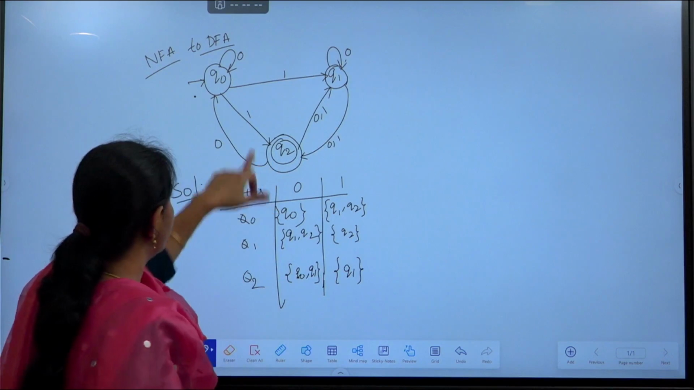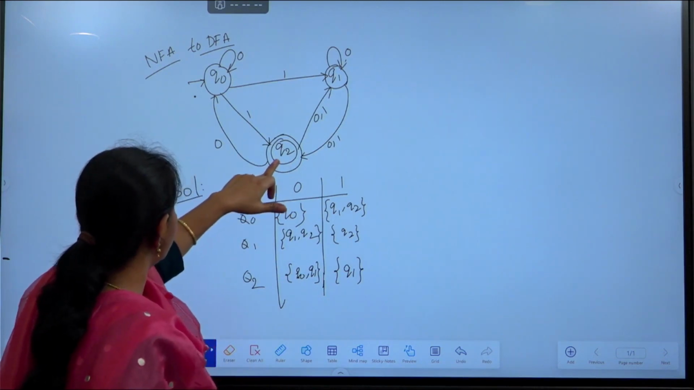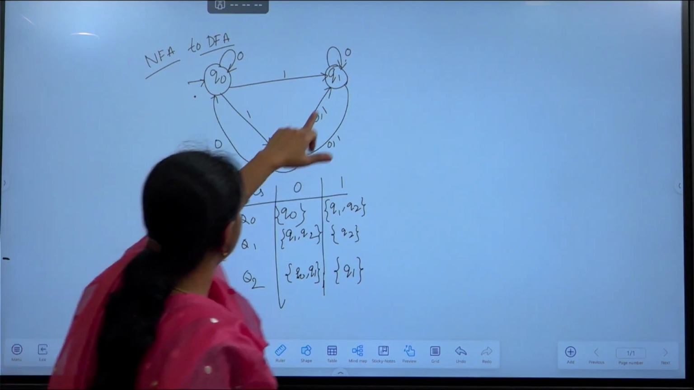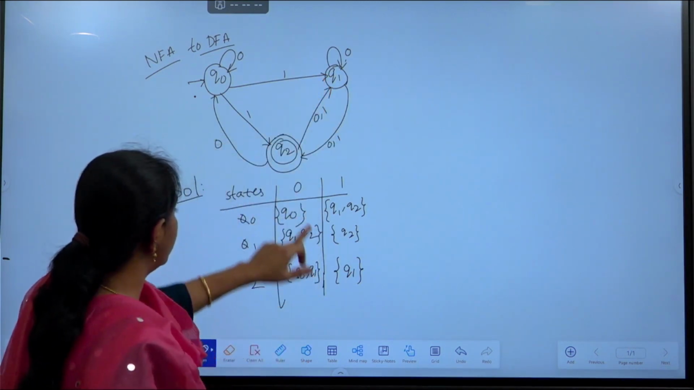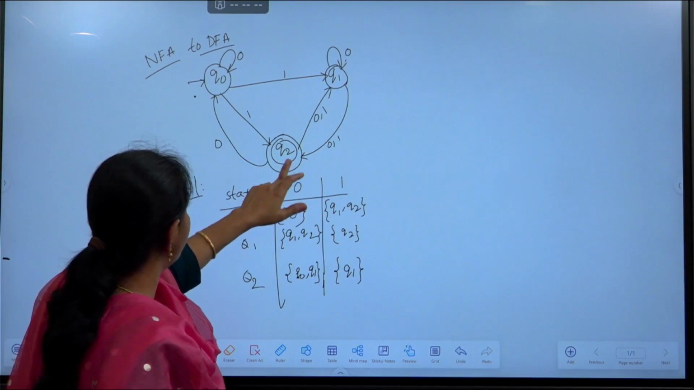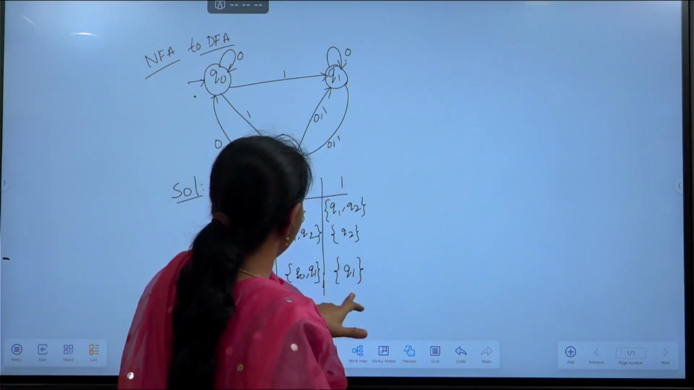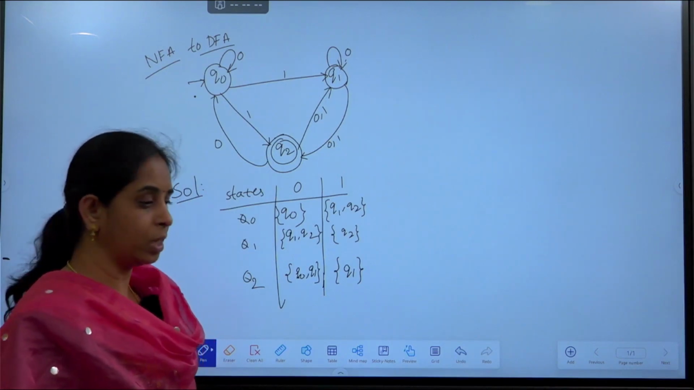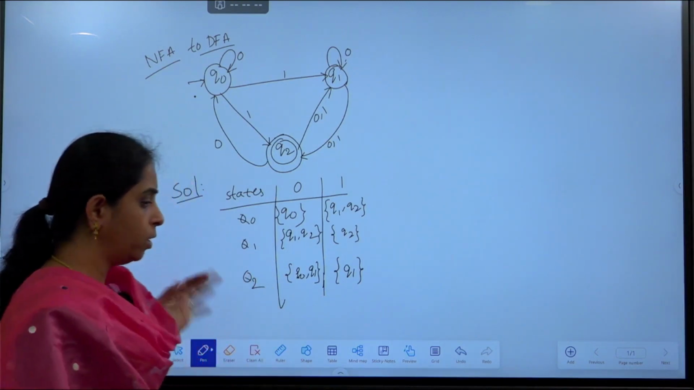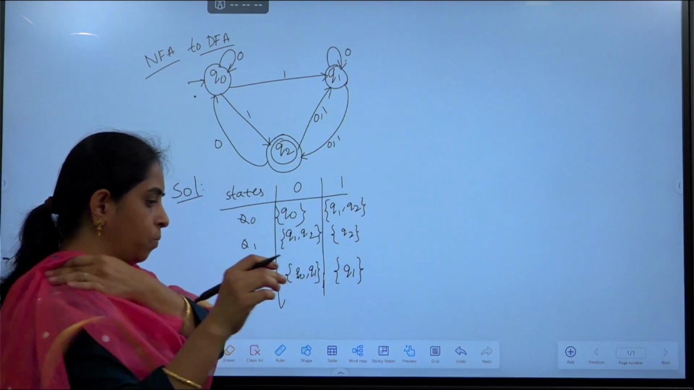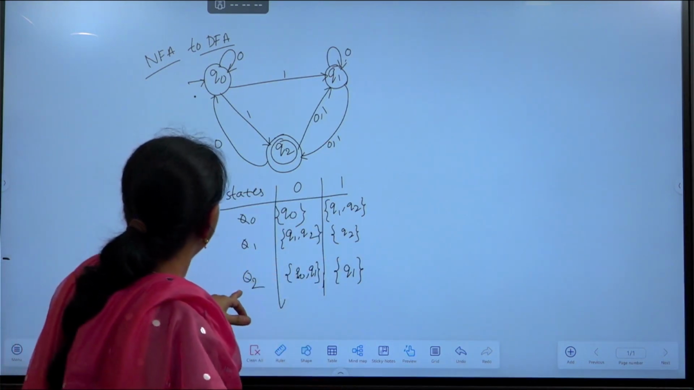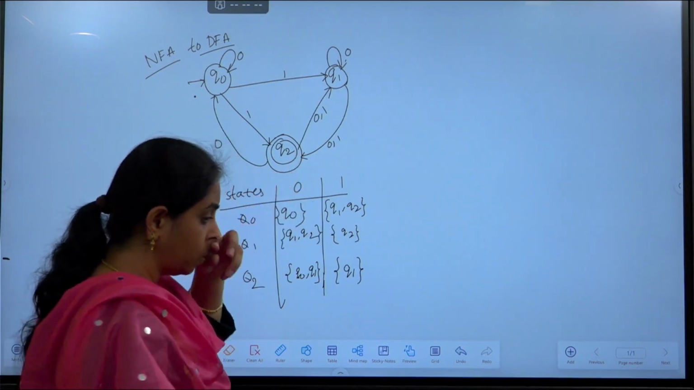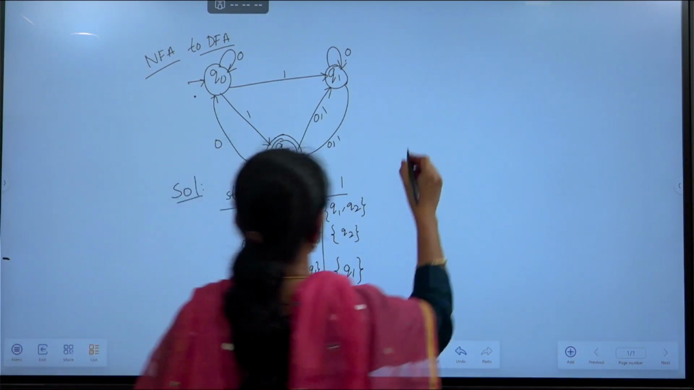Next, the Q2 state. Q2 on input alphabet 0, we have Q0, and one more transition to Q1, so Q0, Q1. Q2 on input alphabet 1, we have the transition to Q1, so we have written Q1. Like that we have to write the transition table for the given NFA. After that, we will see the step-by-step process. Now check it once.